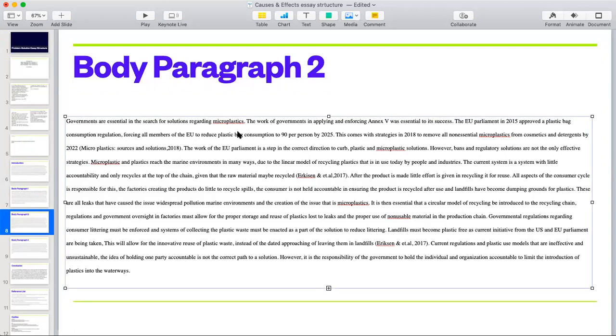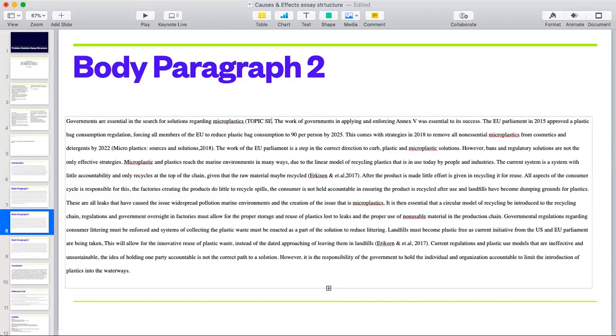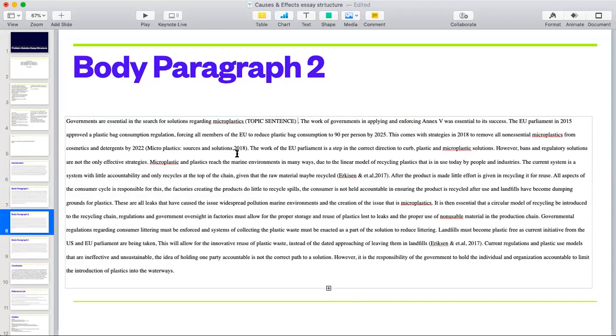So again, I look at this paragraph. The first thing I look for is the topic sentence: "Governments are essential in the search of solutions regarding microplastics." It's a short sentence, but it's much, much better. Why? Because it's clearly telling me that government is the second solution that we need to use in order to fight microplastics. It's not a perfect sentence, but at least it's clear. It's giving me the solution and what it is. Again, before I read, I'm going to look at the sources.